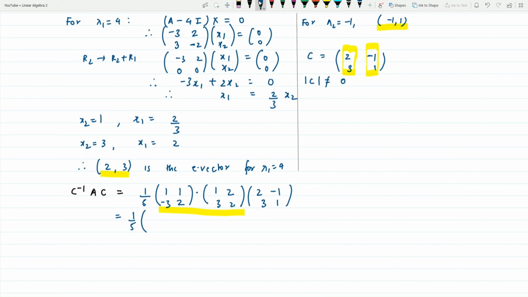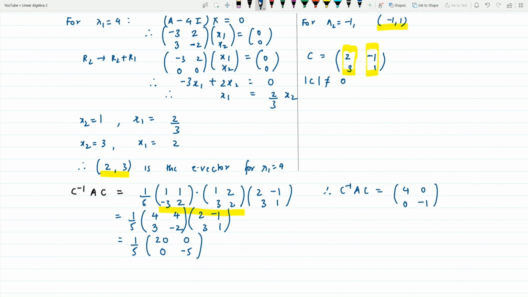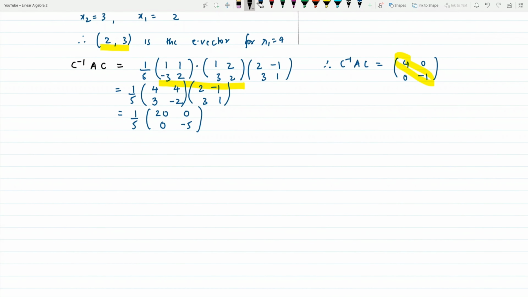And we get times 2, -1, 3, 1, which gives us 1 over 5. Again, multiplying these two matrices, we get the result. And lastly, taking in the scalar 1 over 5, we get that this is equal to 4, 0, 0, -1, which is a diagonal matrix. And surprisingly, you will see that the diagonal entries of this matrix are nothing but the eigenvalues of the corresponding matrix A. Now let us state our observation with respect to diagonalizability.